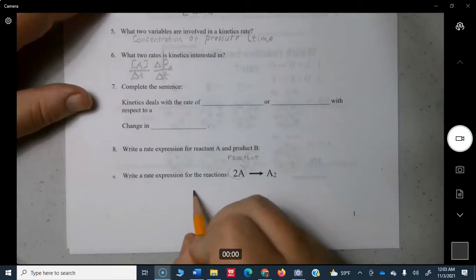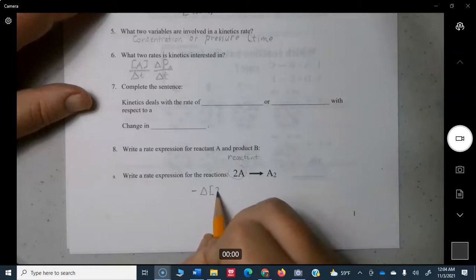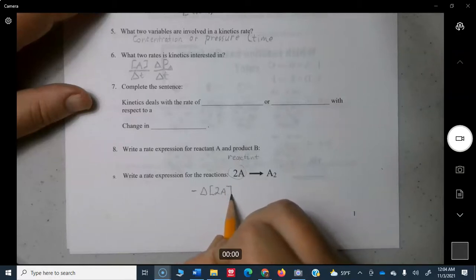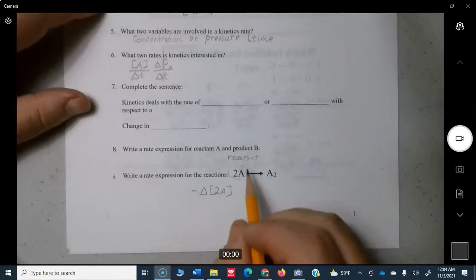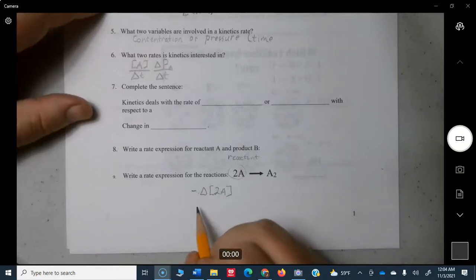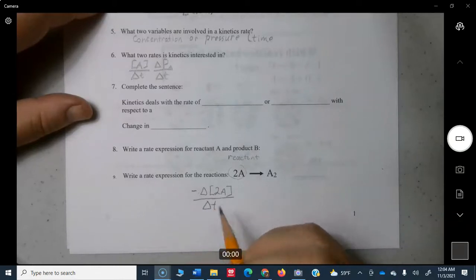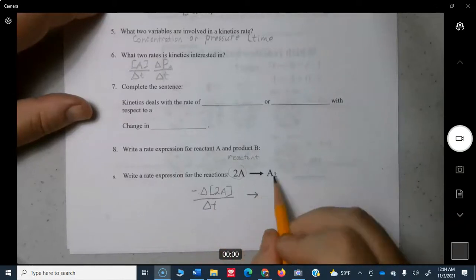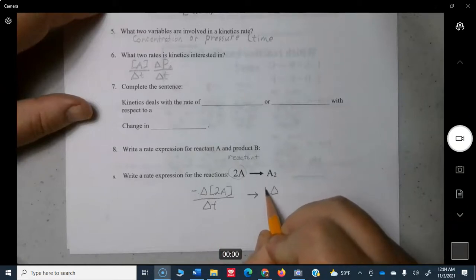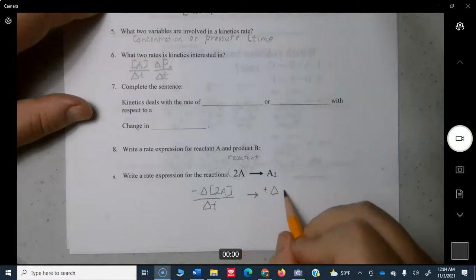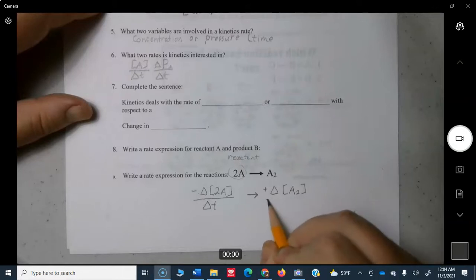Okay, so you could write this as negative delta concentration of 2A. And at one point in the video, I showed the negative sign inside. Again, you normally don't write that negative sign. It's just since it is a reactant, you know that it's decreasing. And it's per change in time. Okay. And then over here, it's positive, it's increasing. So it's the change in, positive change, and I'll just put a plus sign to emphasize that. You normally wouldn't write that. Concentration of this A2 per change in time.